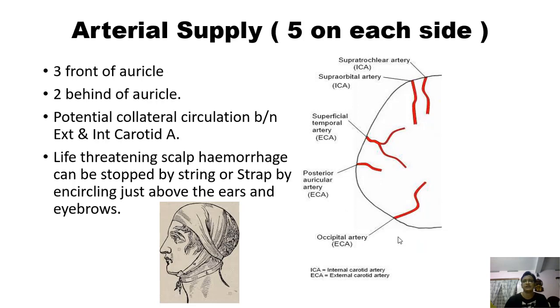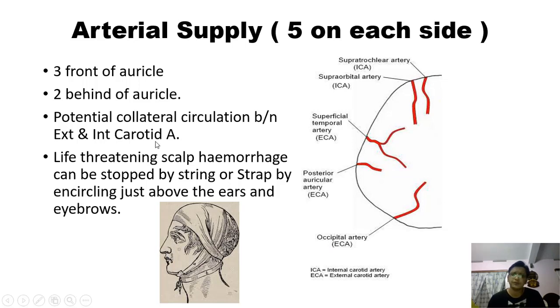Coming to the arterial supply, there are 5 on each side: 3 anterior to the auricle and 2 posterior to the auricle. The 3 anterior branches are the supratrochlear artery and supraorbital artery, which are branches of the internal carotid artery, and 1 superficial temporal artery, a branch of the external carotid. The posterior auricular artery and occipital artery are branches of the external carotid artery.